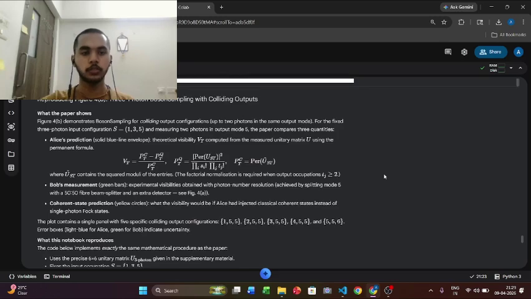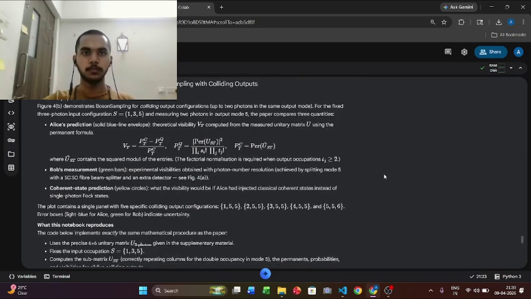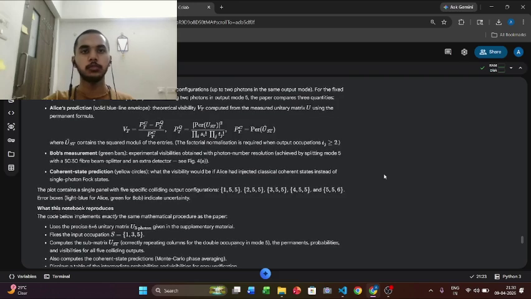Moving on to figure 4b, which is 3-photon boson sampling with colliding outputs. Up to this point, most of the discussion is about non-colliding events, meaning each occupied output mode contains only one photon. But in figure 4, the paper deliberately studies outputs where two photons appear in the same output mode. For the input configuration 135, the outputs considered are 155, 255, 355, 455, and 556.